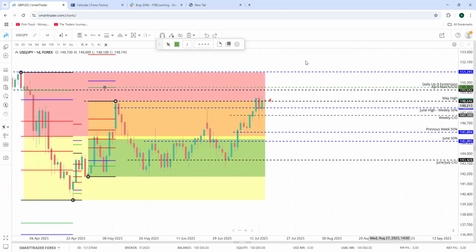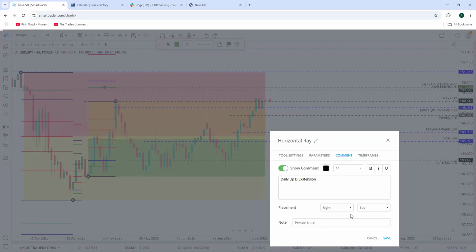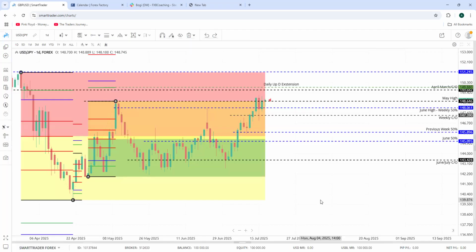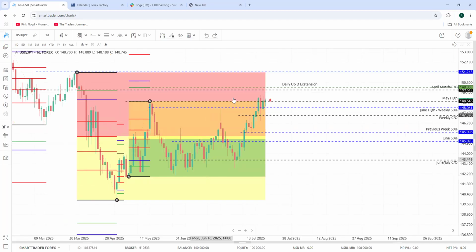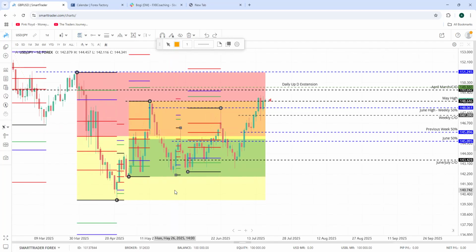Daily up the extension. Actually, I'm going to put that right back in the middle. There we go. I want to see what I got here. Do I have anything here? Another swing. Yeah, look at this. What is this? Look at this. Wow. Hit the D extension on the subswing. Amazing. Oh my God. On this subswing.